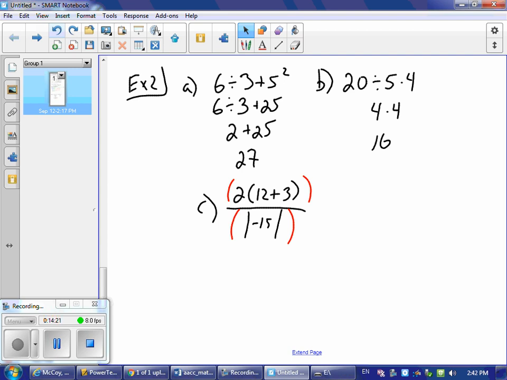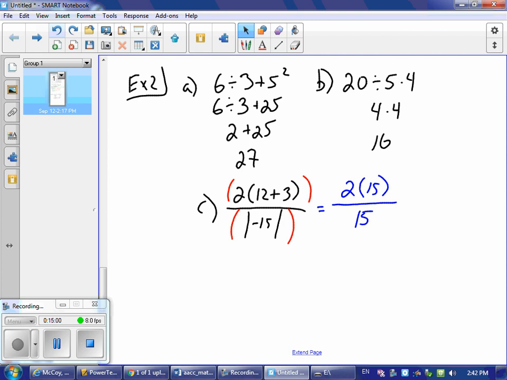When you have multiple grouping symbols or a grouping symbol within a grouping symbol, you go to the inside-most grouping symbol and do that first. You always work inside out. So up on the top, I have a grouping symbol of 12 plus 3, so I'm going to do that first. And I get 15. I can do the grouping symbol on the bottom separately, and that says the absolute value of negative 15, which we should now know is 15.